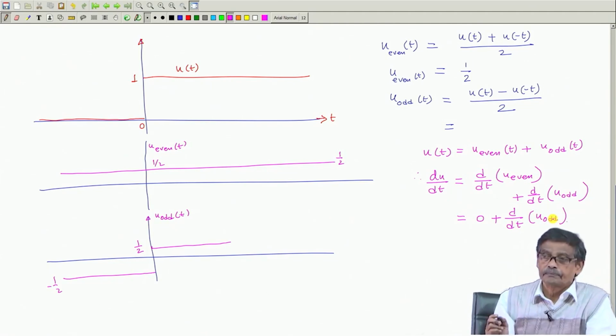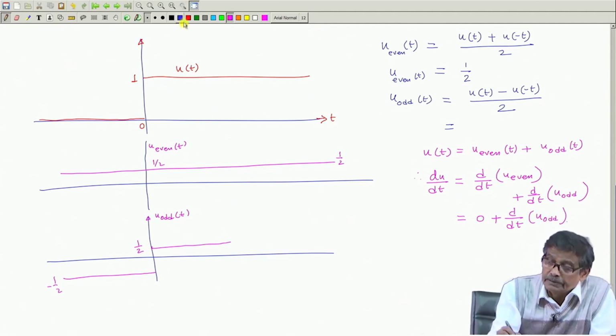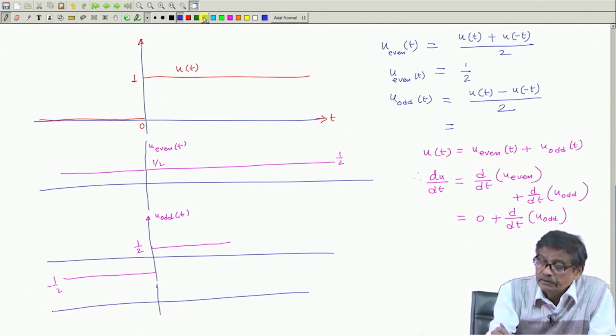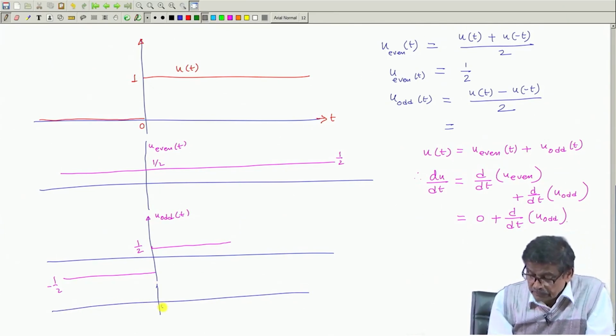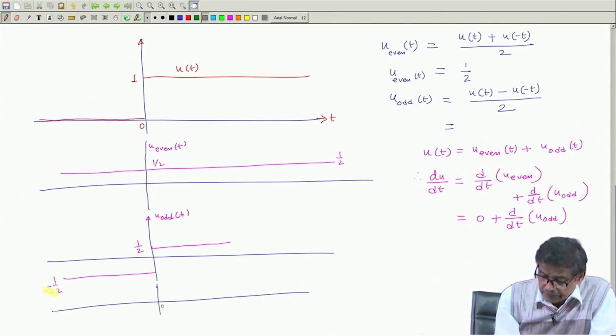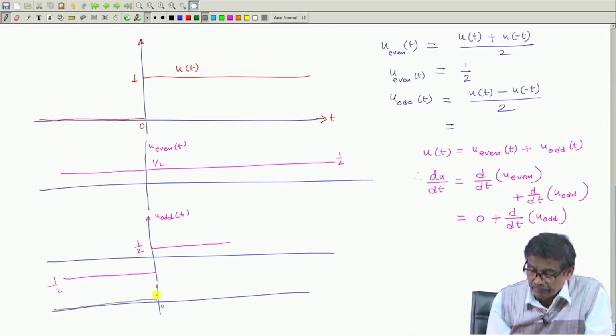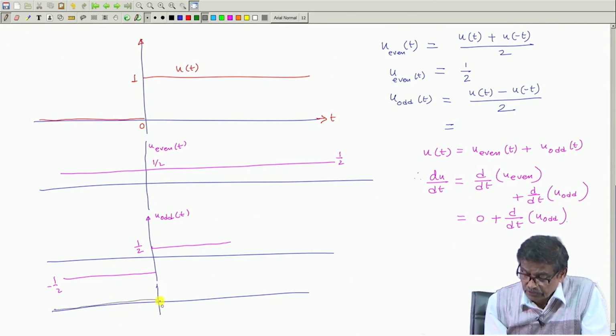Got the point? Now, what will be the derivative of this function? For t less than 0 it is constant minus half, so it will be 0, and for t greater than 0 also it will be 0.